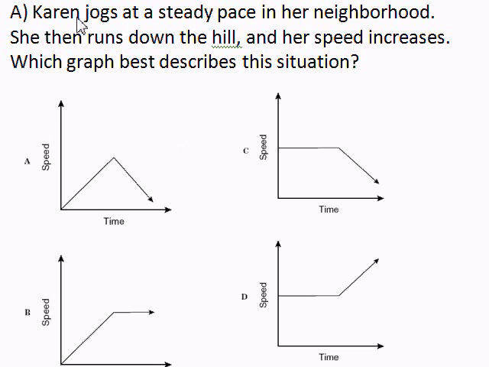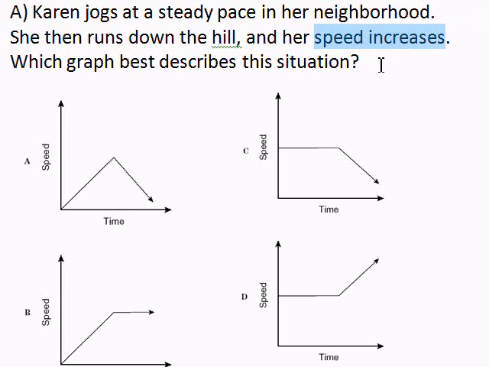Okay, so Karen is jogging at a steady pace in her neighborhood. She then runs down the hill, and her speed increases. Which graph best describes the situation? Now, we look at the graph. Again, first things first, read the graph. Up and down is speed, and left and right is time. So which one of these graphs shows a steady pace and then an increase in speed?